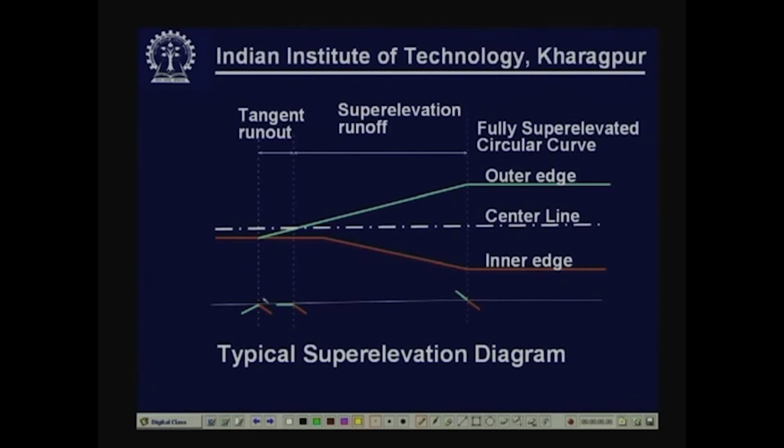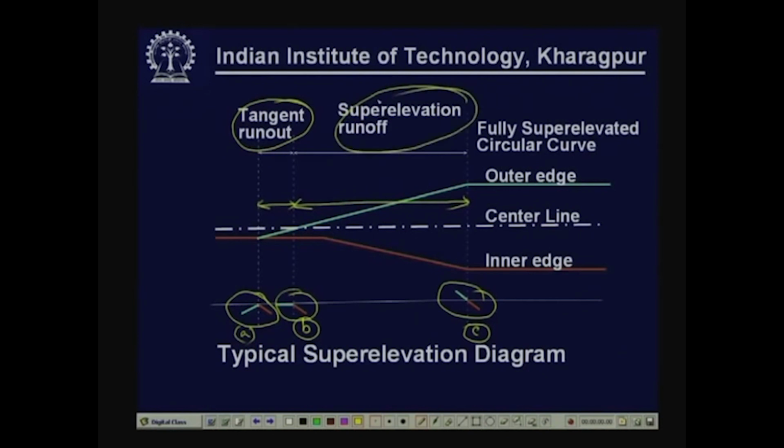So, this is the normal cross section at this point. Now, from A, this is earlier A to B. This length is known as tangent runout, and then from this cross slope to the required cross slope for superelevation, say this is C, this is again achieved over a length. That is known as superelevation runoff. Here the rotation is with respect to the center line.